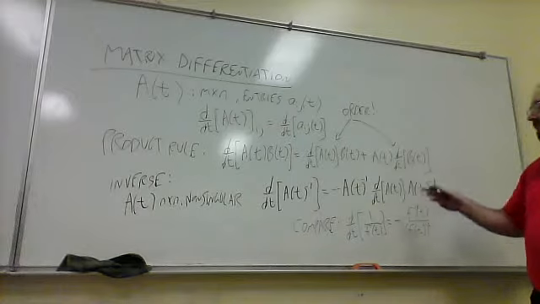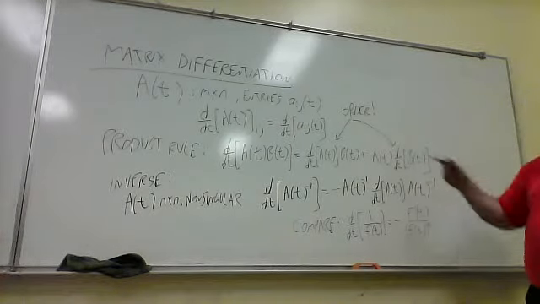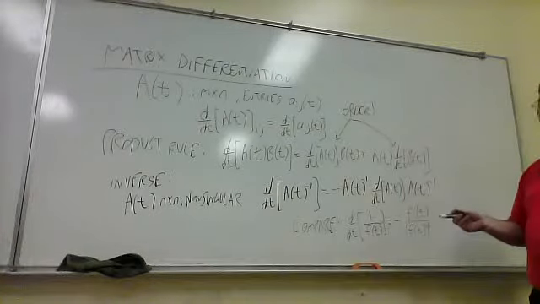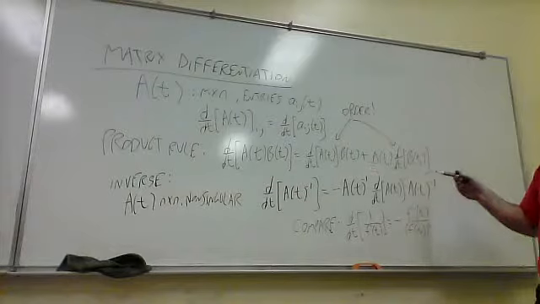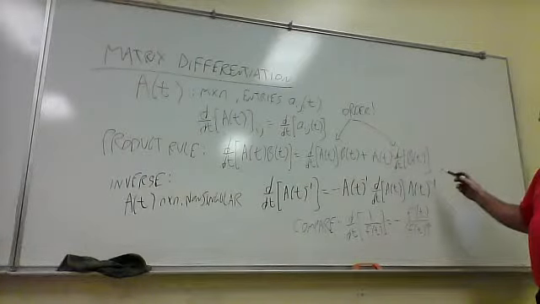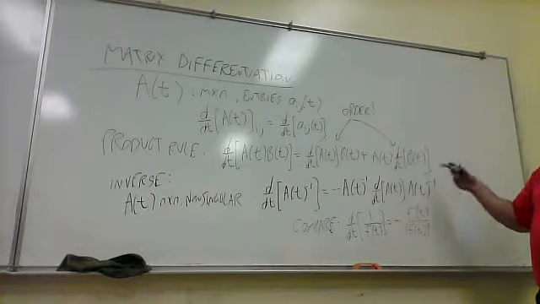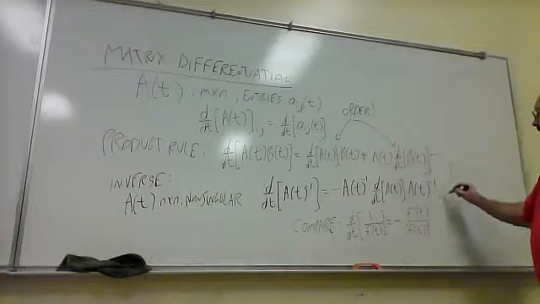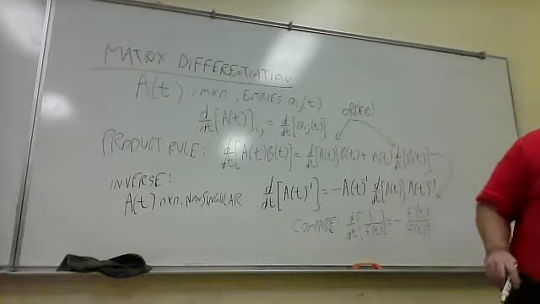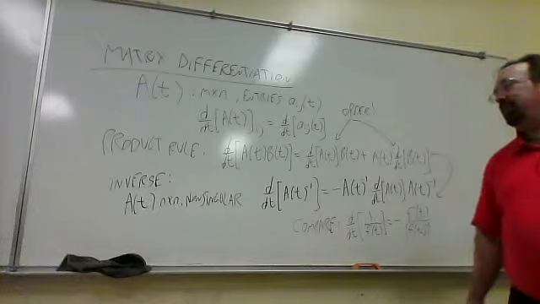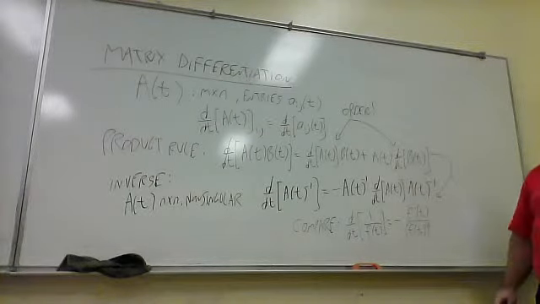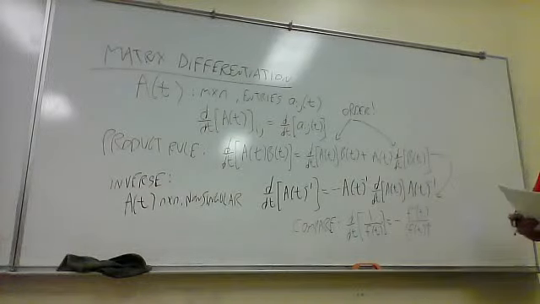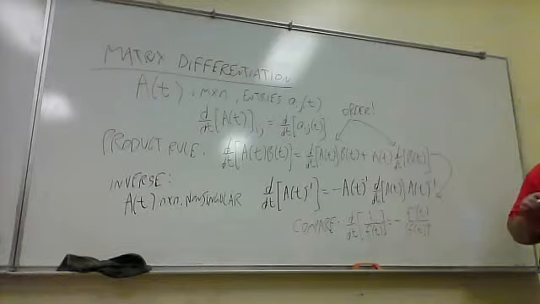And the way you can get this rule is using the product rule, where you use the fact that A of t times A of t inverse is the identity, and then you carry out the product rule and set that equal to the derivative of the identity, which is 0, and then you solve for the derivative of the inverse. So this rule is a consequence of this one. In fact, it would be a fairly simple exercise and good practice to try to prove that. Are there any questions about these kinds of differentiation rules?